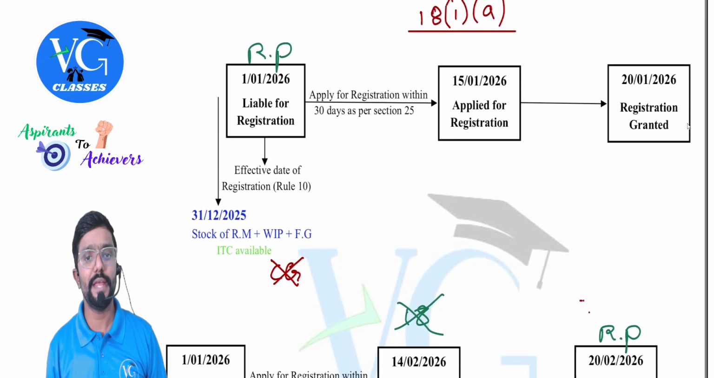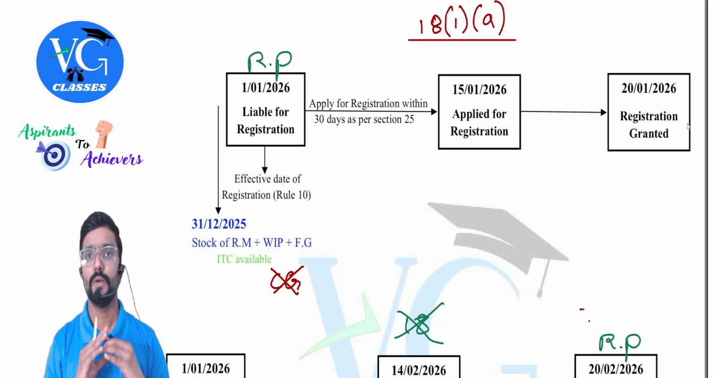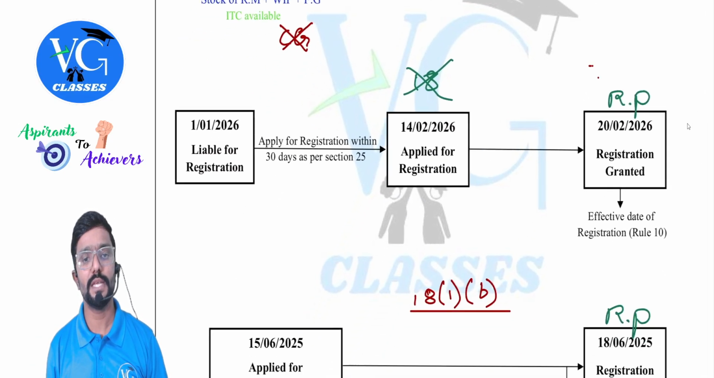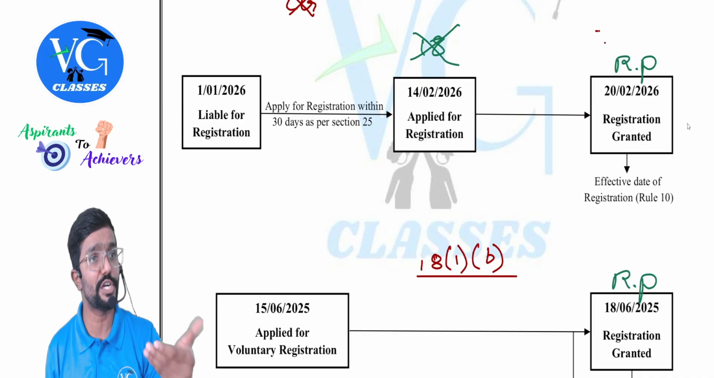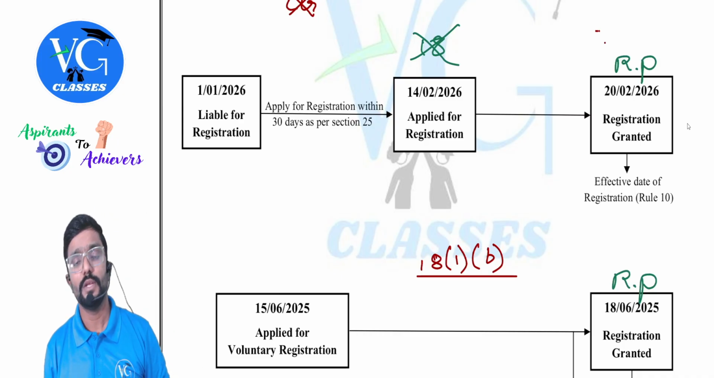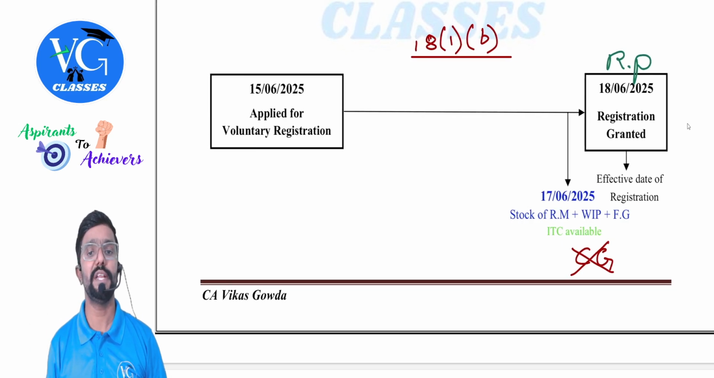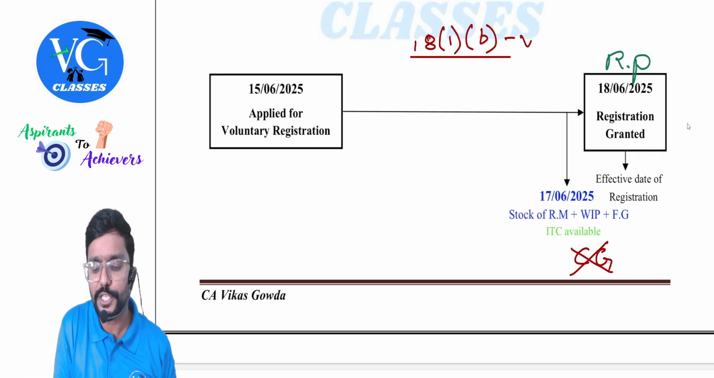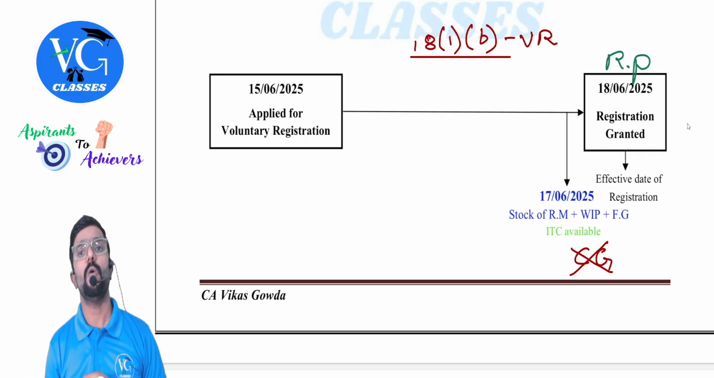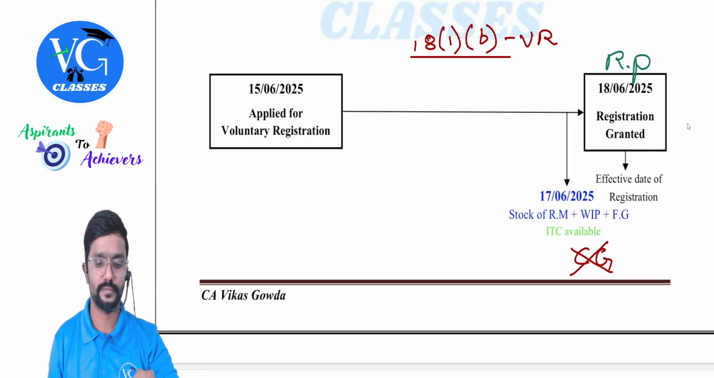See, this is covered in 18.1a. I have given it along with an example. Sir, what about this? Is it covered in section 18? No, it is not at all covered in section 18, but still I have mentioned it. Good to know. Then the last one, the third one, is covered in 18.1b, voluntary registration. You can also give 18.1b, VR, voluntary registration. Got it?